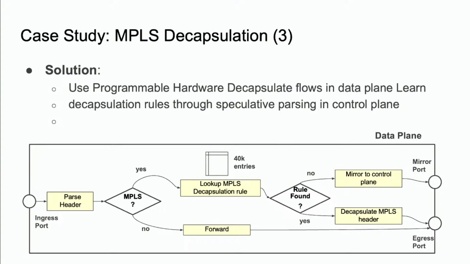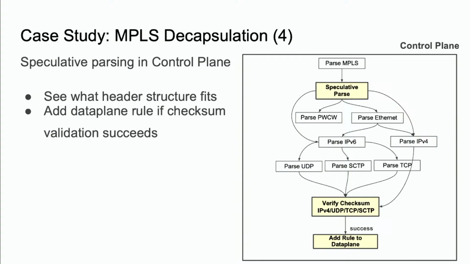In the control plane, we further analyze that packet through speculative parsing to see what header structure is after the MPLS header. By looking, you're trying out certain headers. You can see it's IPv4, and you can maybe check for the checksum. For IPv6, you have no checksum, so you have to delve deeper and see, is there a protocol, is it UDP, TCP, is there a checksum I can use there? Based on that, you can learn a rule of what this MPLS stack contains. Then from the control plane, you can program that rule to the data plane, and the packet is then stripped correctly.